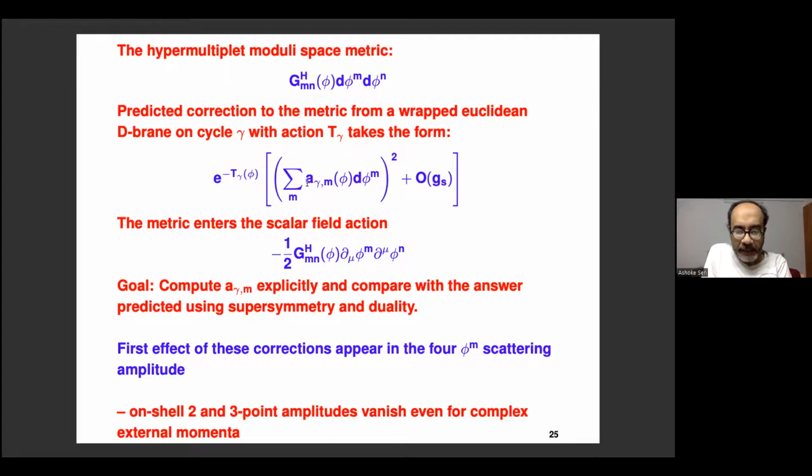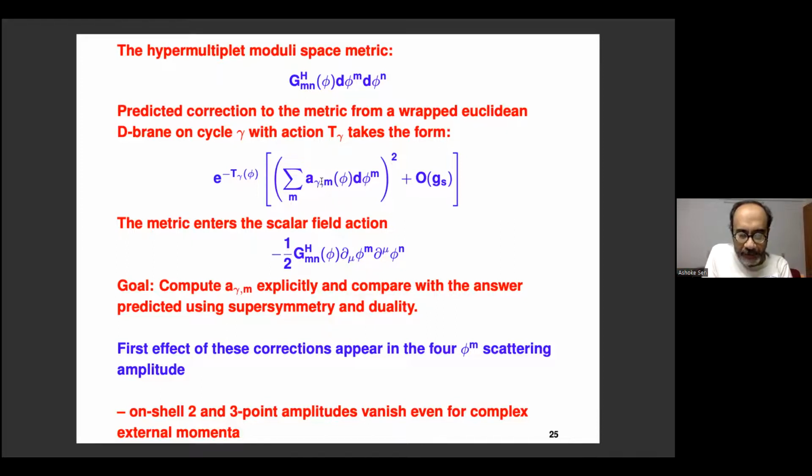Now, the metric, of course, enters the scalar field action. But the problem is that string theory doesn't calculate the action directly. What string theory calculates unambiguously is the amplitude. So what we need to do is to see what amplitude is affected by these corrections, and then compare that amplitude with the amplitude computed in string field theory.